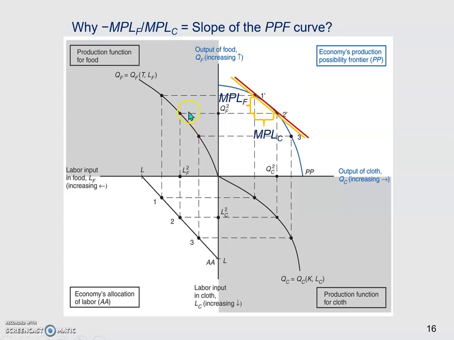Or another way you can understand why we add this minus sign in front of it is, remember when we move from 1 to 2, we're actually losing food, right? We're giving up food to gain cloth. So MPLC here should be positive, because we gain more. But for MPLF here, we have to add a minus sign in front of it because we're losing it, okay?